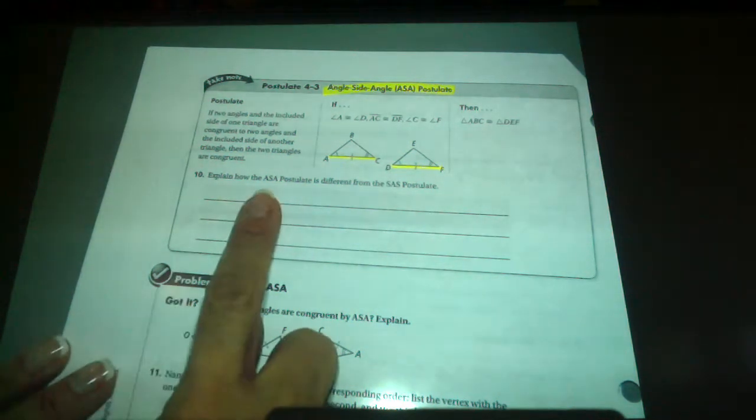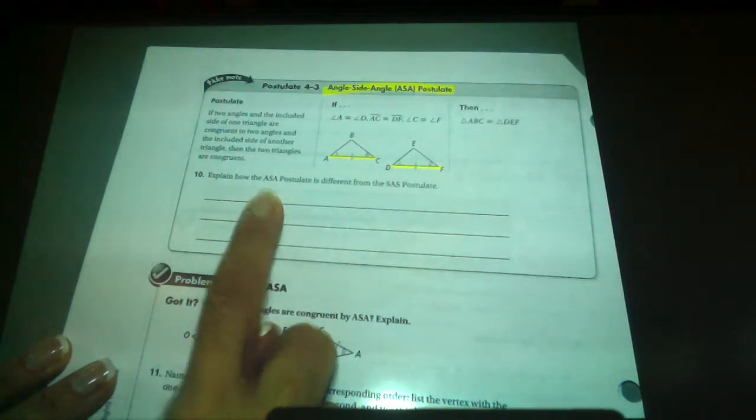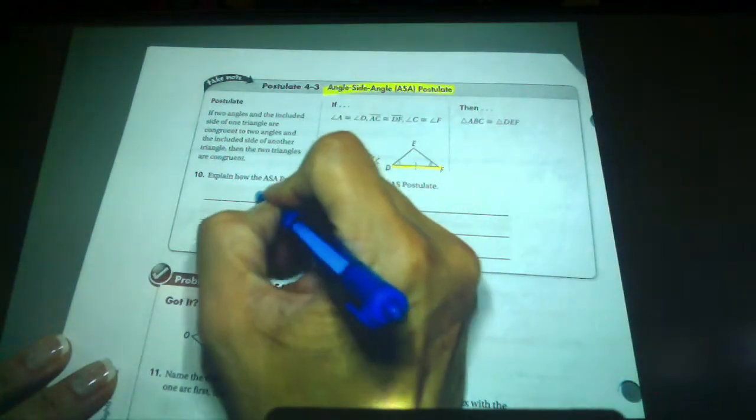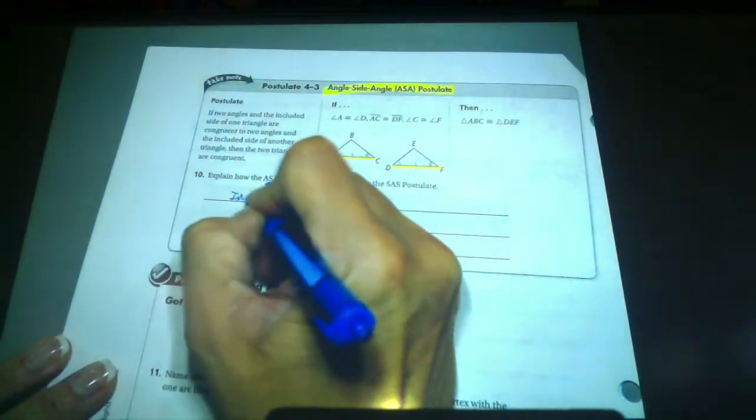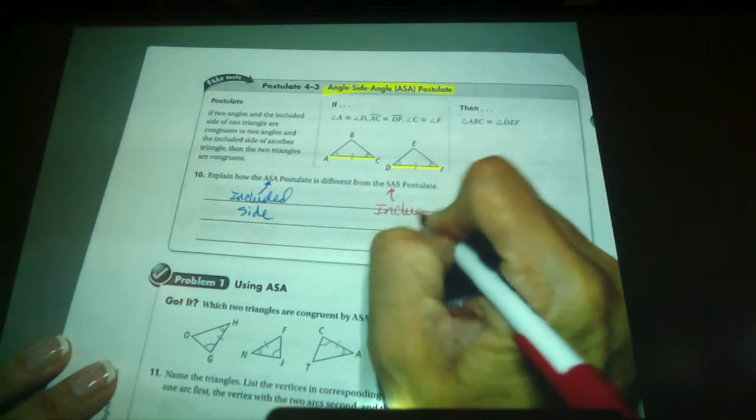The difference between ASA and SAS is ASA has an included side. This has an included side. Where SAS has an included angle. Just another way that we can do a proof.